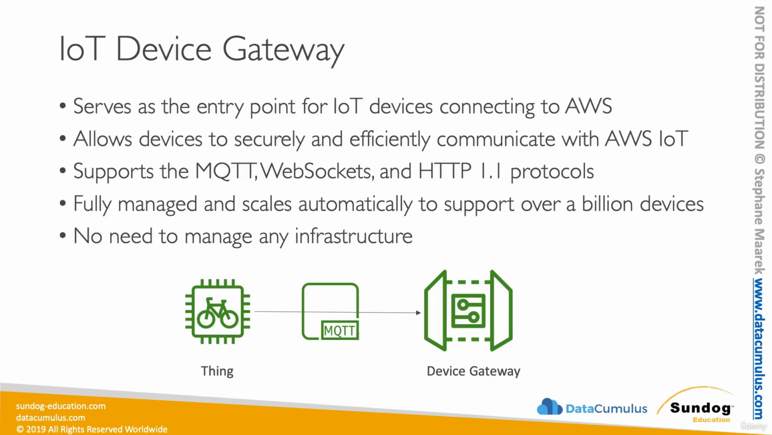So for example, here we have a connected bike, it's our thing, and it's sending MQTT messages into our device gateway. Remember that the device gateway is in the AWS cloud, whereas your thing is in the real world. Okay, so device gateway, I think super easy. The name is also very self-explanatory.